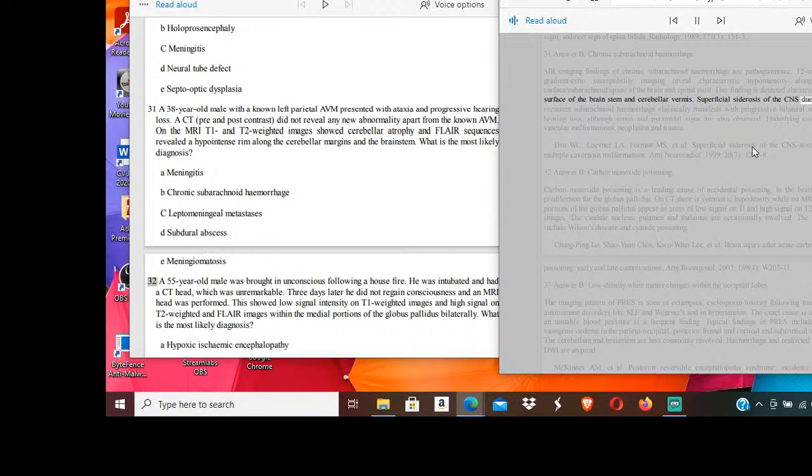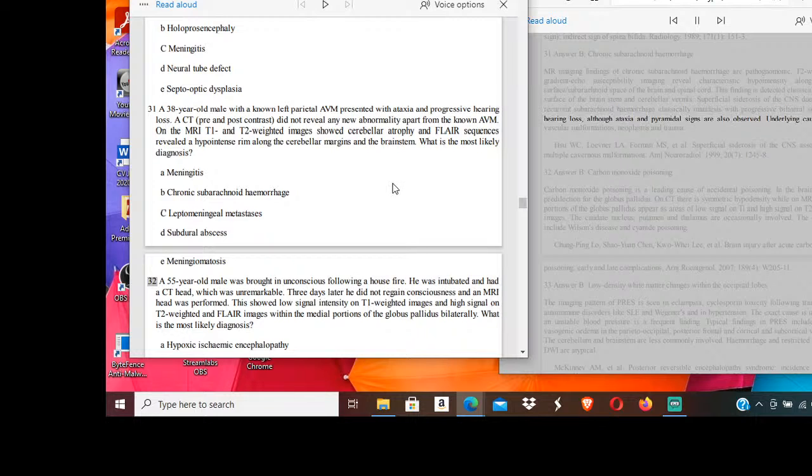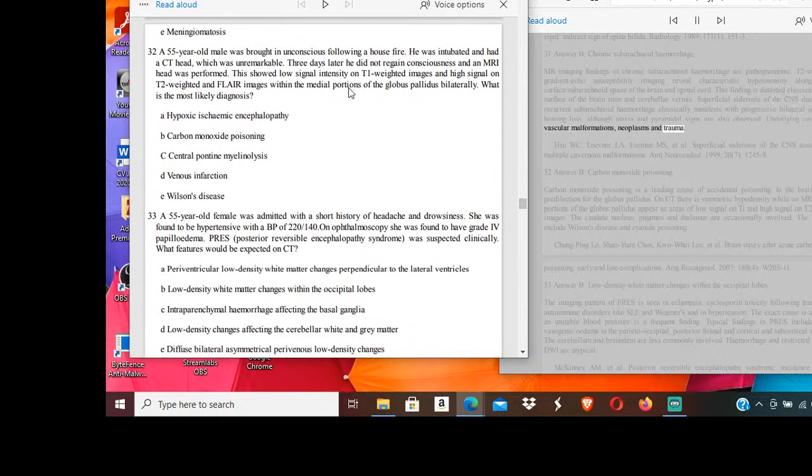Superficial siderosis of the CNS due to chronic, recurrent subarachnoid hemorrhage classically manifests with progressive bilateral sensorineural hearing loss, although ataxia and pyramidal signs are also observed. Underlying causes include vascular malformations, neoplasms, and trauma.